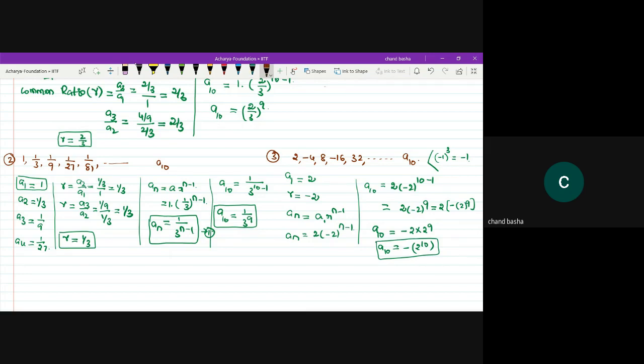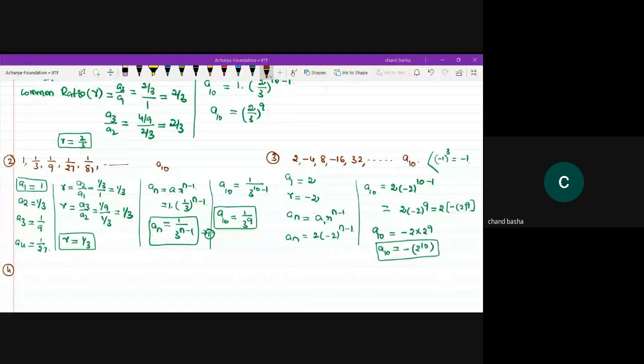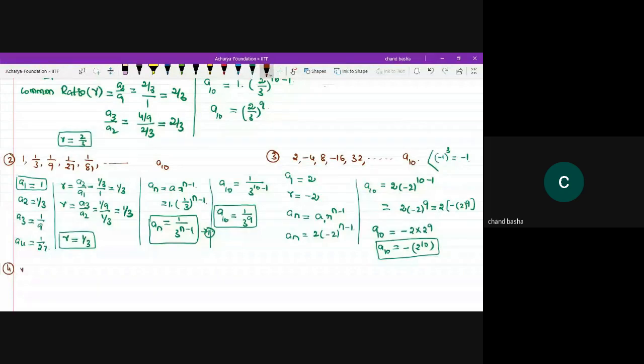Okay. Question number 4. First, let us check whether they are in GP or not. Okay. After that, we'll go for the requirement. And so on.